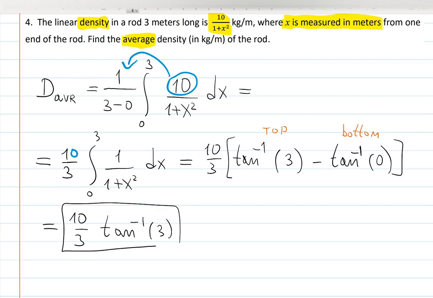That's the exact answer for the average density, which is approximately 4.163, and it was measured in kilograms per meter.